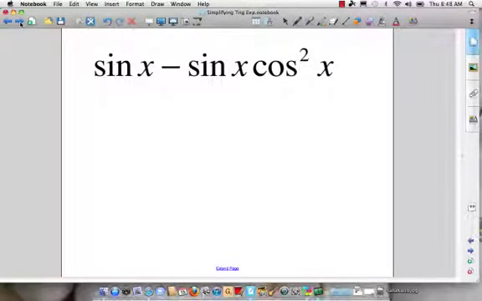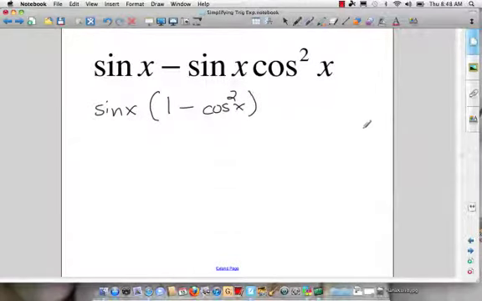This next one, the first thing I'm going to notice is that both of the terms, the first one as well as the second one, involve the sine of x. So I'm going to use some algebra here. I'm going to factor out sine x, which leaves me with 1 minus cosine squared x. And the next step, I'm actually going to write this off to the side. Since sine squared x plus cosine squared x is always equal to 1, that implies that 1 minus cosine squared x should be equal to sine squared x.